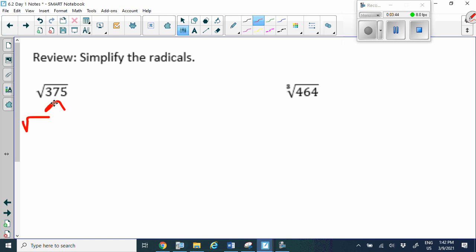So now I do need to keep my square roots because I've not simplified any through. If you leave it as just 25 times 15, you're not going to get the right answer. So we have the square root of 25 times the square root of 15.